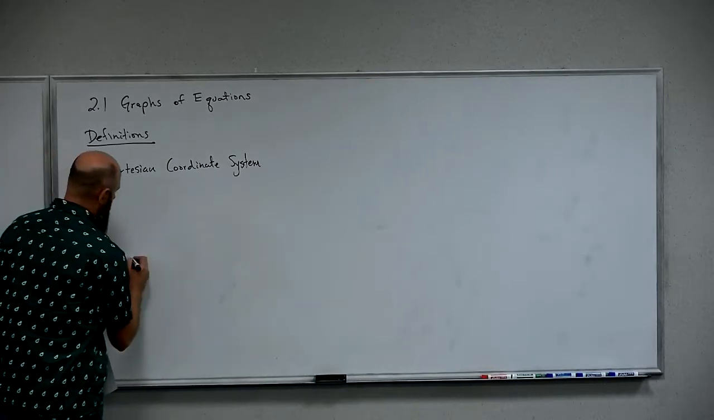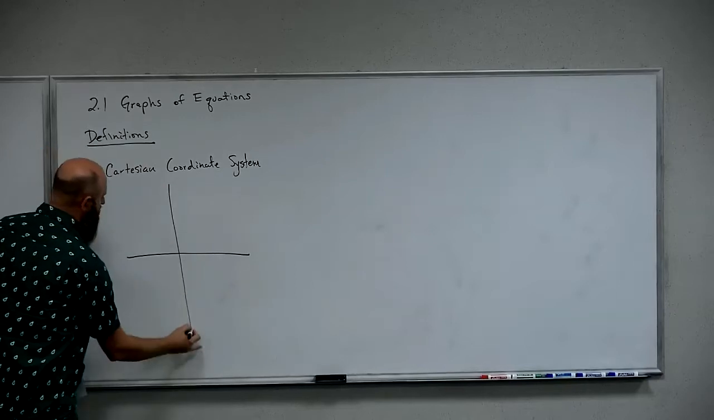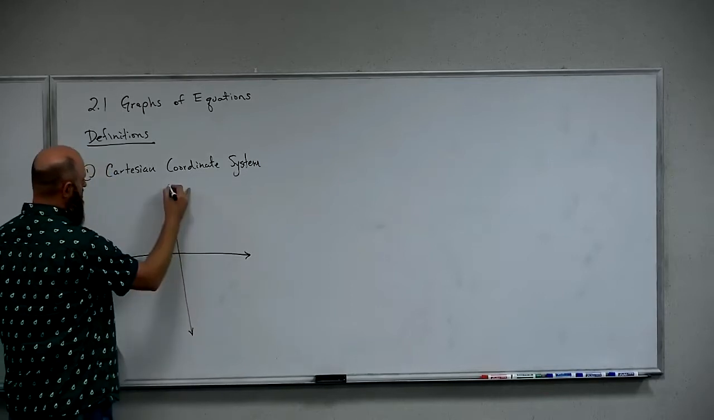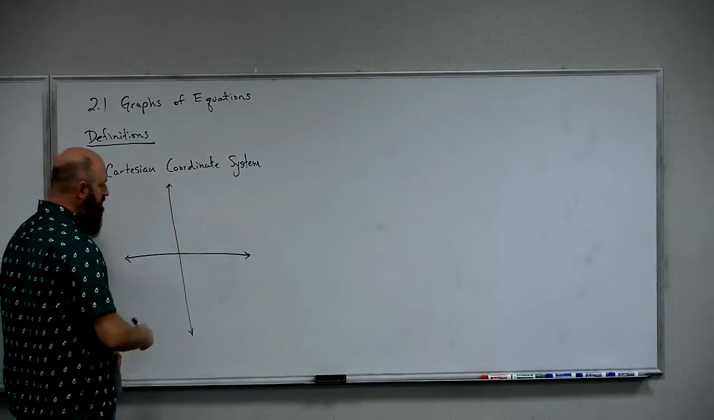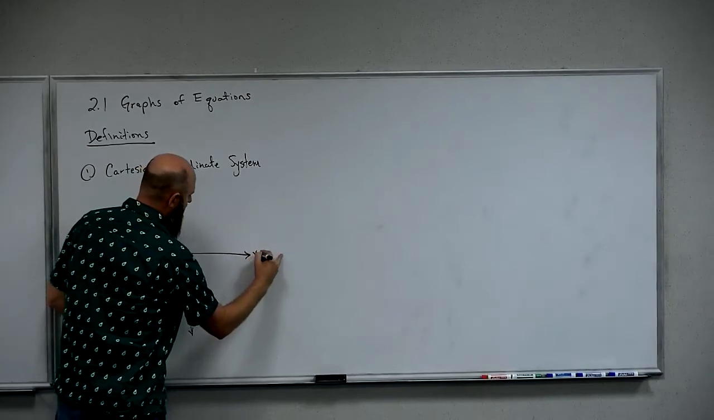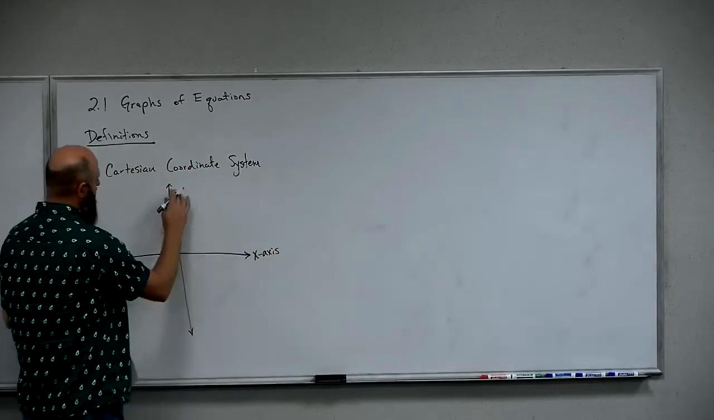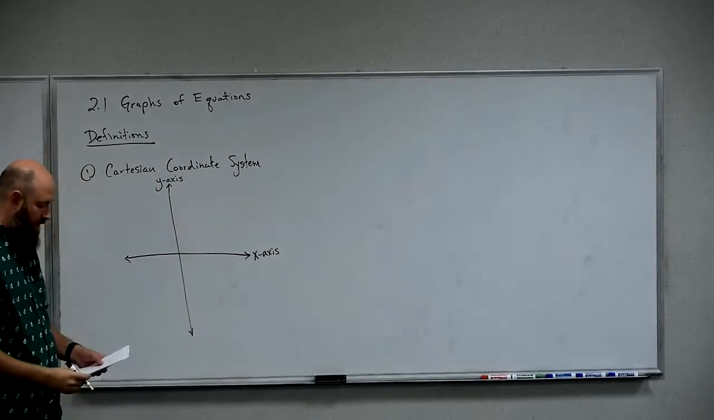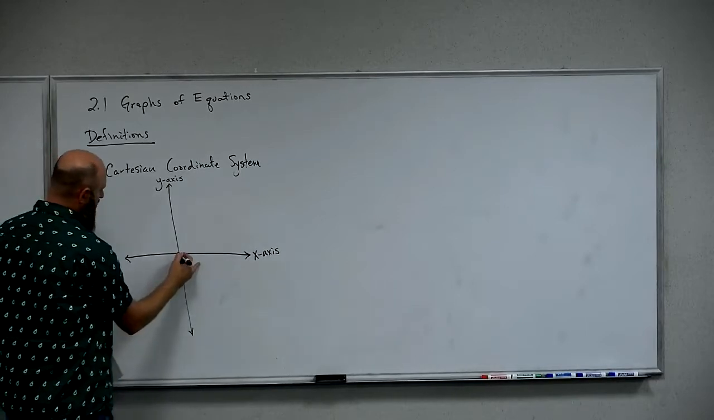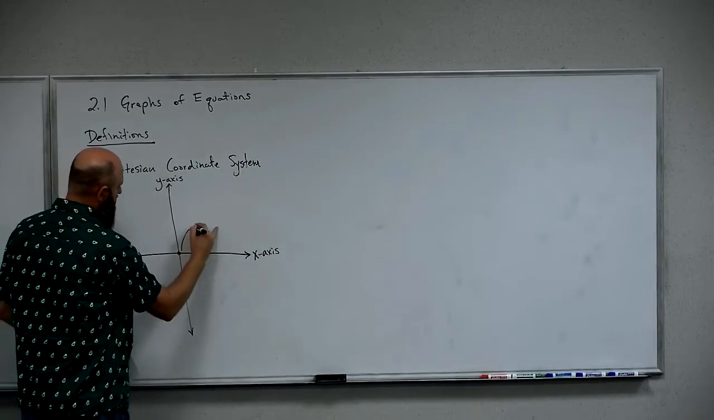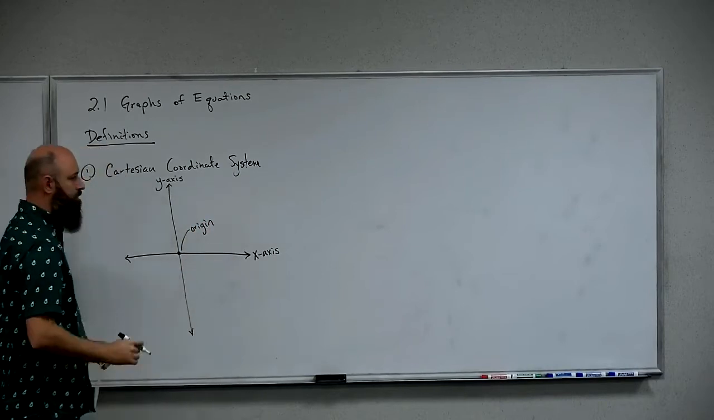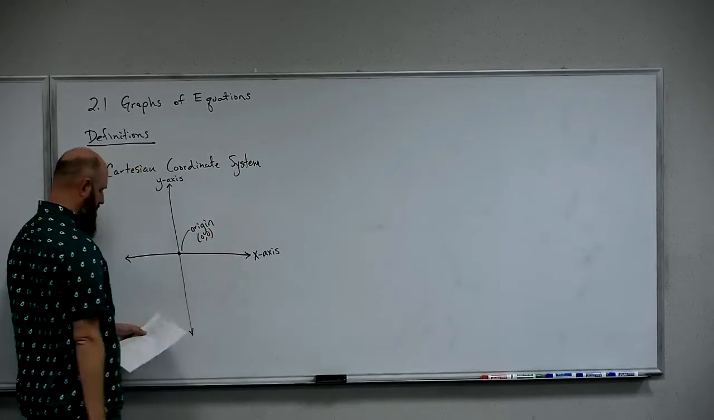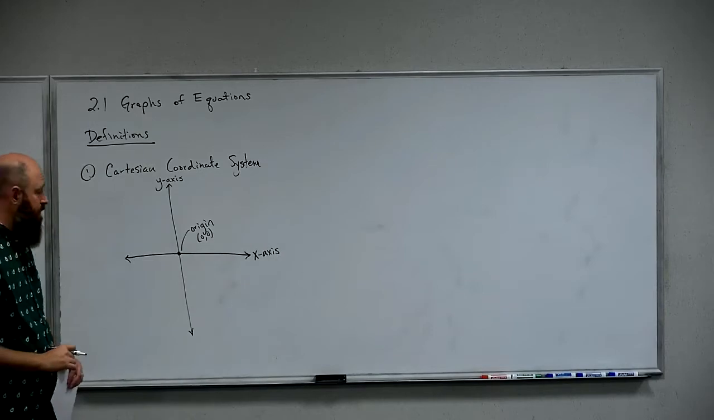All right, so I mentioned it's the XY plane. We have these two, what we call axes, that go forever. We have arrows on the ends of these to represent that they go forever. This horizontal line is the x-axis, and this vertical line here is the y-axis. Okay. Here in the middle, where they cross, is called the origin, and it's the ordered pair (0, 0).